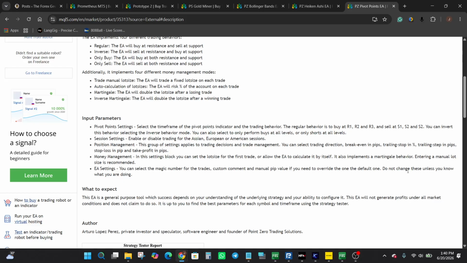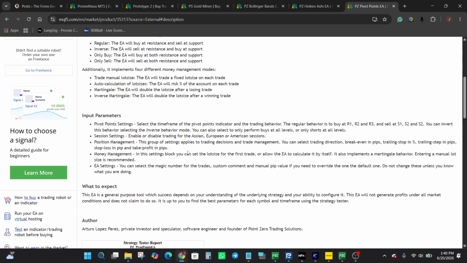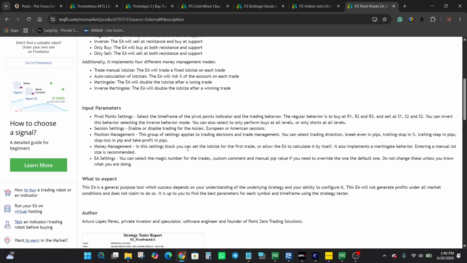Now, there is also session filtering available, allowing trading to be enabled or disabled during Asian, European, or American sessions. This gives more control over when the EA is active in the market.